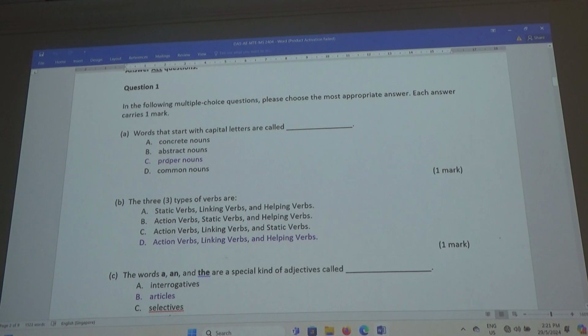Is that okay? Proper nouns. Is that correct? Alright? Because somebody was telling me that in Korean it is called concrete nouns, or something like that. Was it you who was telling me? Or was it Robin?